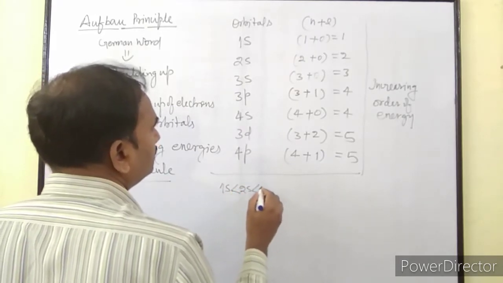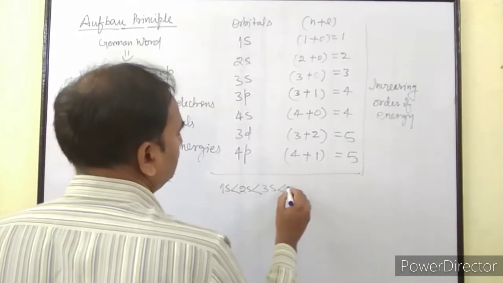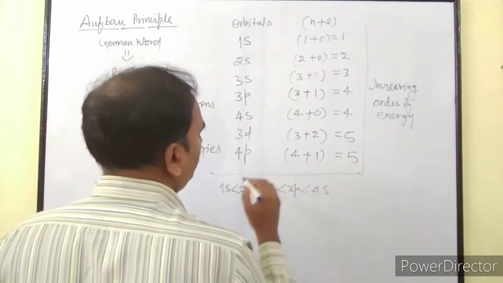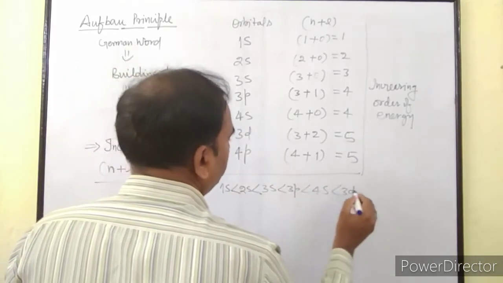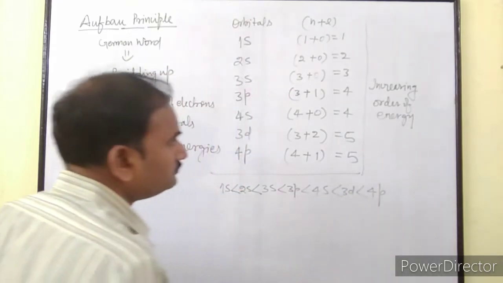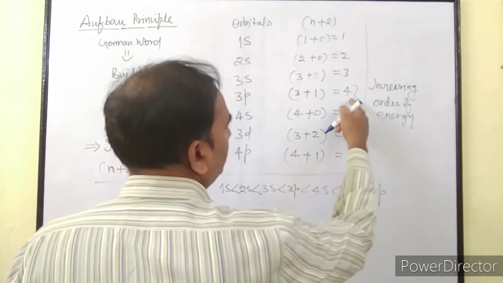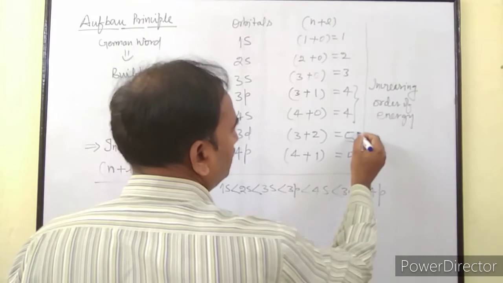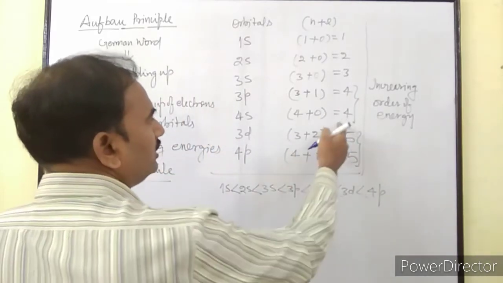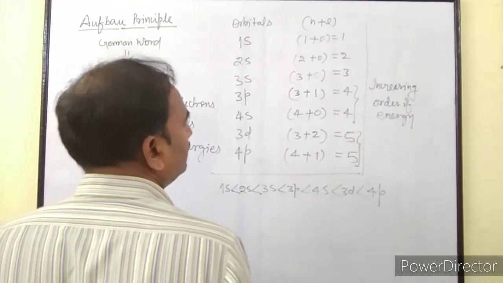1s, 2s, 3s, 3p, 4s, 3d, 4p. Here we can see n plus L value is same and here also n plus L value is same. So in this situation, which orbital is written first here?